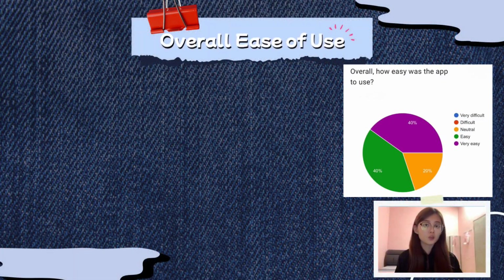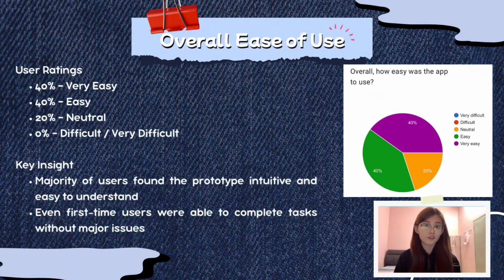Overall ease of use. In terms of overall ease of use, the results were largely positive. 40% of users rated the prototype as very easy, another 40% rated it as easy, and 20% felt neutral. No user rated the experience as difficult or very difficult. This indicated that most users found the prototype intuitive and easy to understand, even for first-time users.